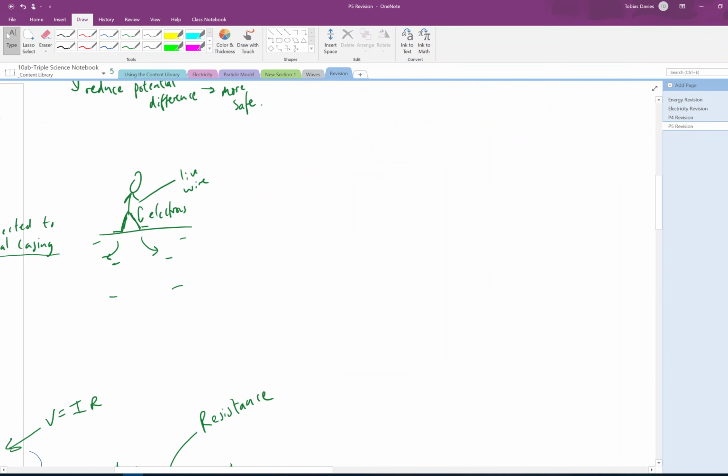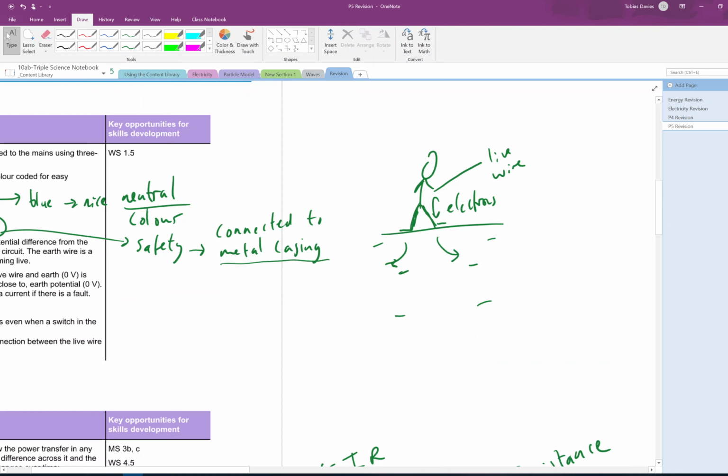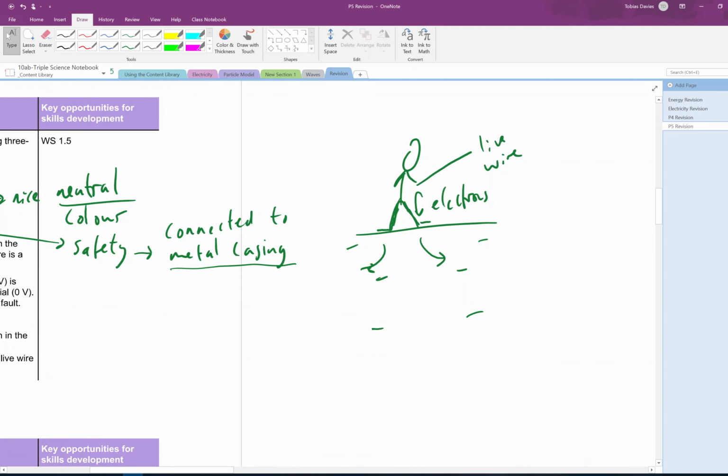Oh, there we go. Here's my little safety thing of the live wire. Safe earth wire connected to metal casing and a person allowing electrons to flow into the ground. So the earth wire does that rather than allowing those electrons to go through a person to the ground.